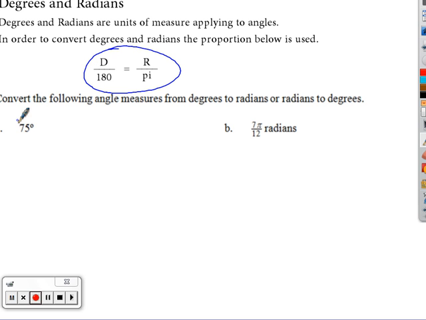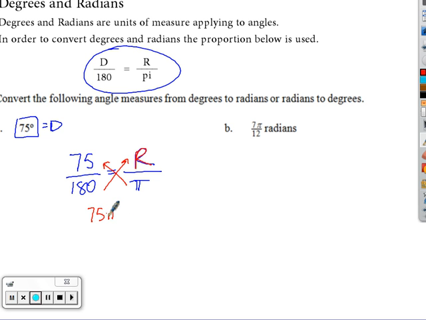So because I know degrees, that is my known value, I'm going to substitute that for D. If I do that, I'll have 75 over 180 equaling R over pi, which means R, radians, is the variable I'm solving for. Cross multiplying is the best method. So 75 pi equals R 180. And then divide by 180. So I get my radian measure to be 75 pi over 180.